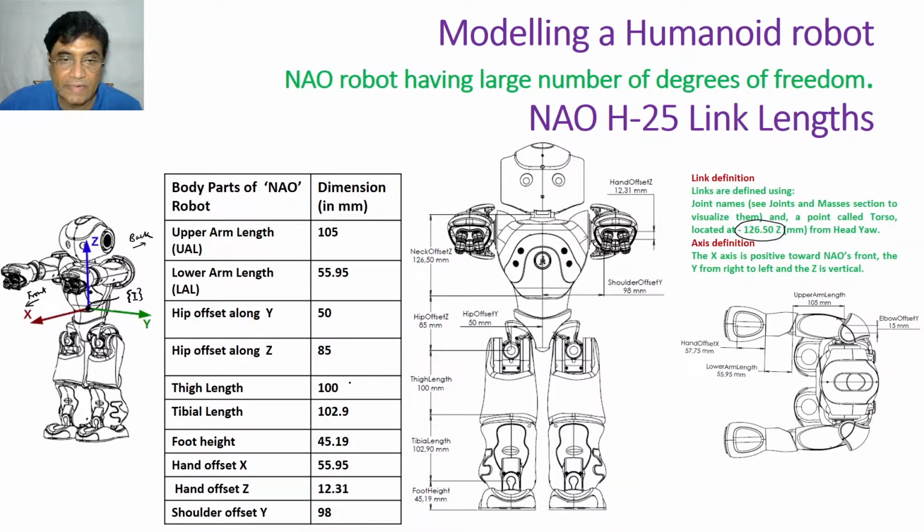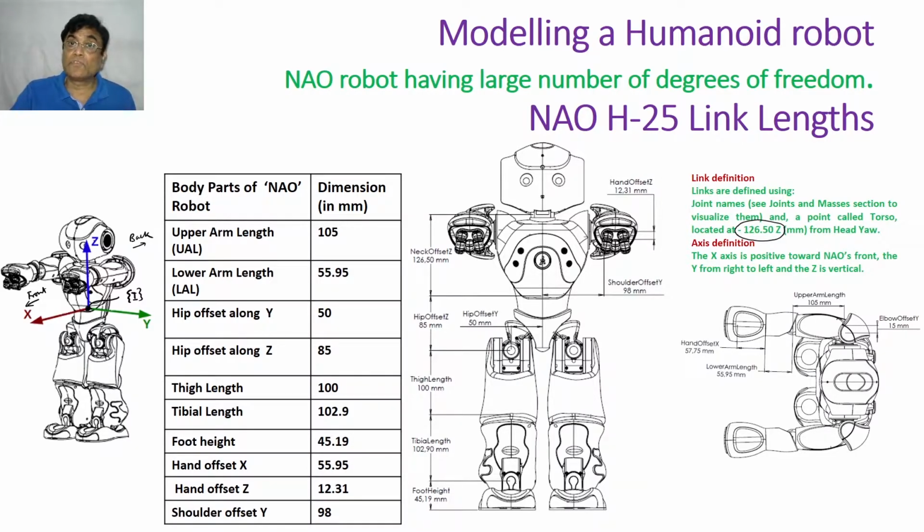Thigh length is 100, tibia length is 102.9, foot height is 45.19, hand offset X is 55.95, hand offset Z is 12.31, shoulder offset Y is 98 millimeters. So all these data are given in the manual of the NAO, which you can see. Okay, so anywhere you can see.